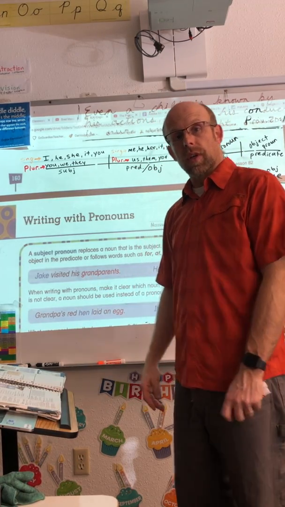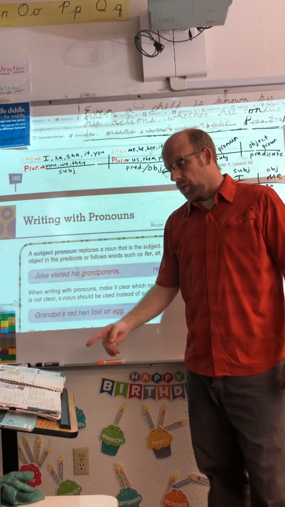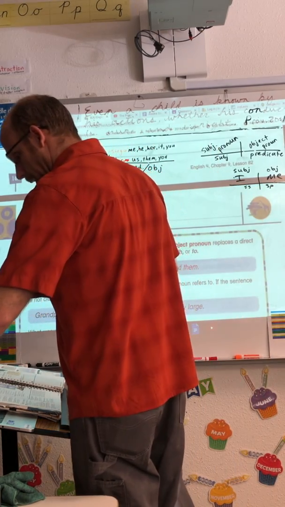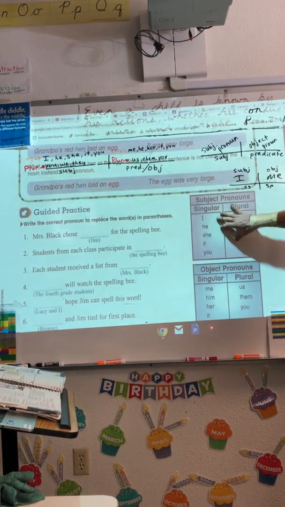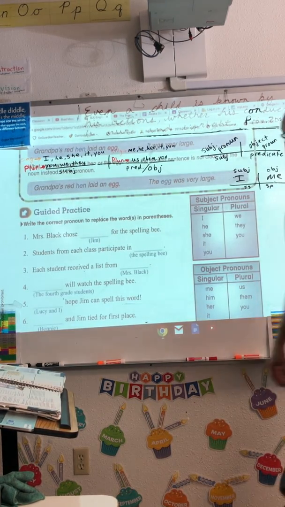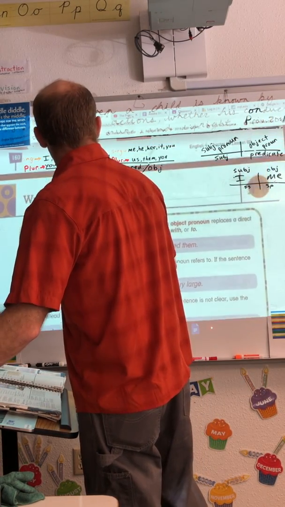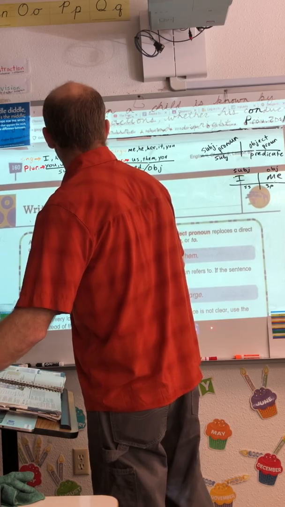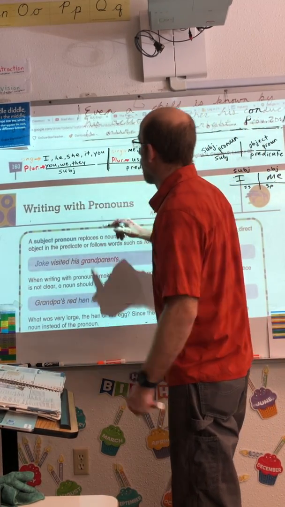Writing with pronouns, okay? Now, next year, just going to give you a little hint, we're going to have a table here in your book. Show it to you. These are the subject pronouns and the object pronouns. Next year, you're going to have to memorize those for Mrs. McDonald, okay? I made this a little easier for you to see.